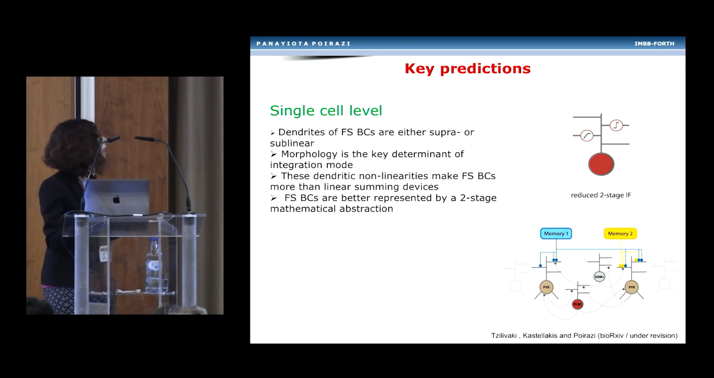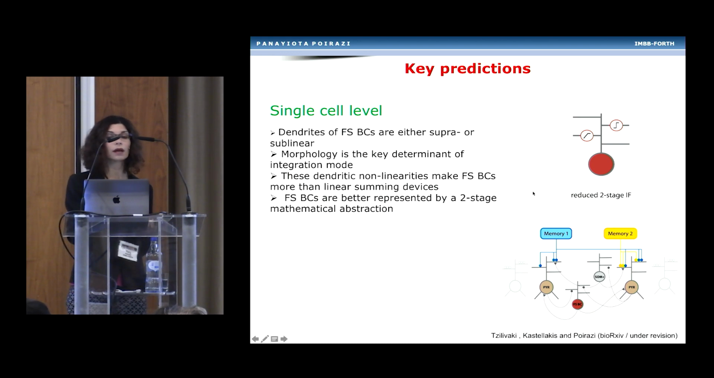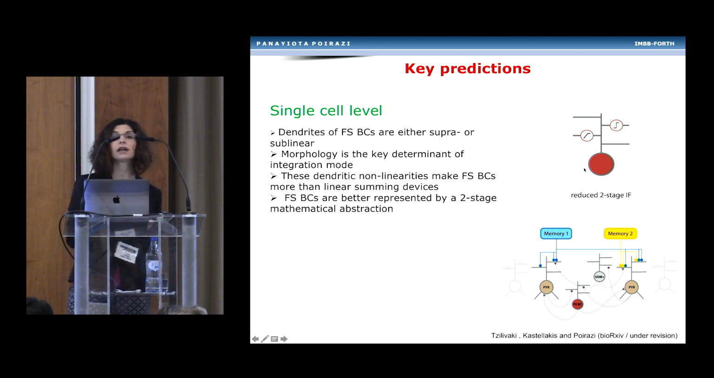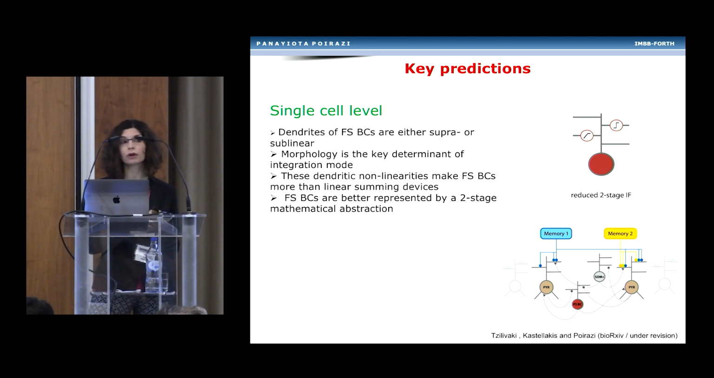So in summary, at the single cell level in this work, we predict that the dendrites of fast-spiking basket cells can come in 2 flavors. They can have both supralinear and sublinear dendrites. Morphology is a key determinant for the difference between the 2 dendrites. And these nonlinearities make these neurons slightly more complicated than we thought.